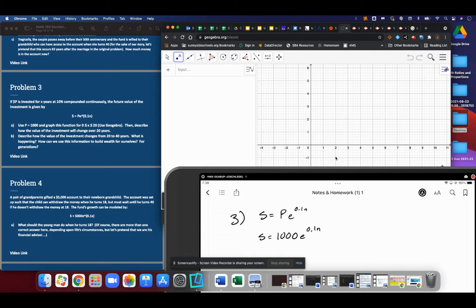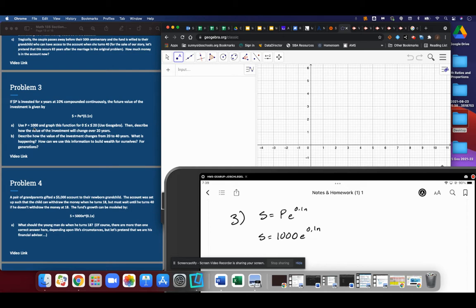So we see if P dollars is invested for X years at 10% compounded continuously, the future value of the investment is given by this right here. There's a lot of variables there, and I need you to understand that E is not a variable. E is actually a number, like the number pi is 3.14. We represent it with the symbol. E is a number that we just represent with the symbol as well.